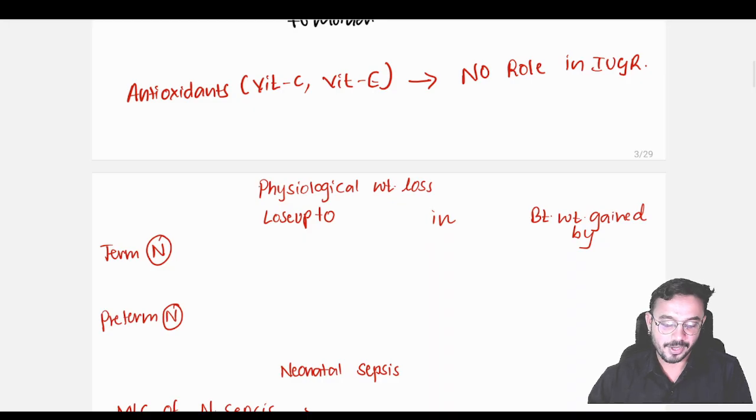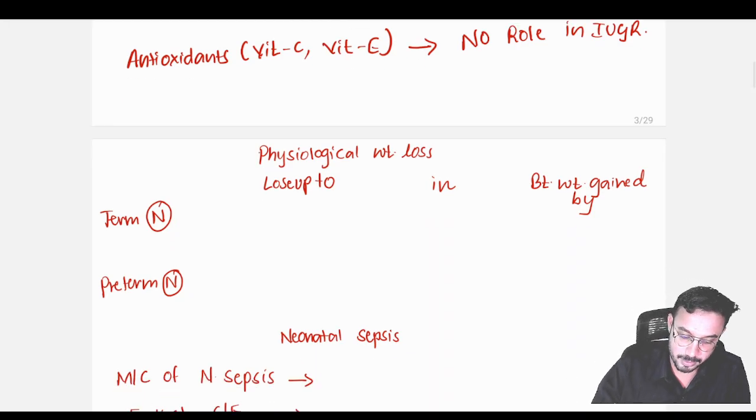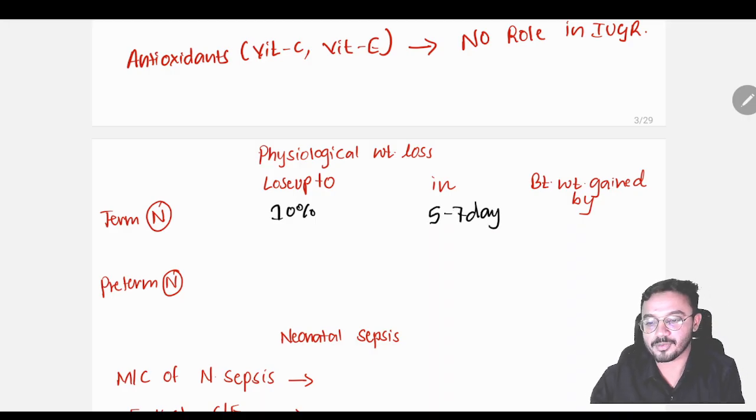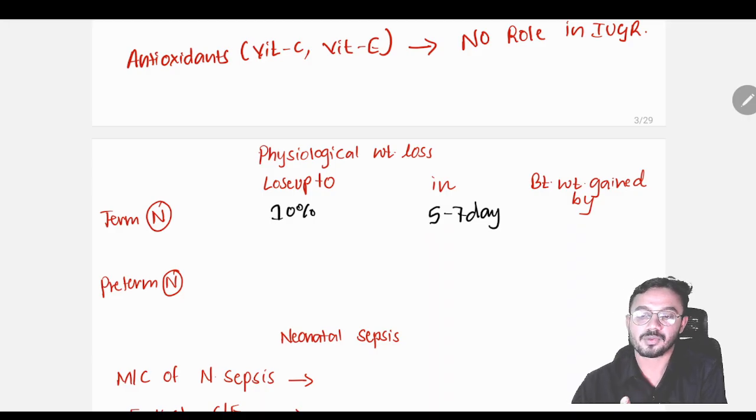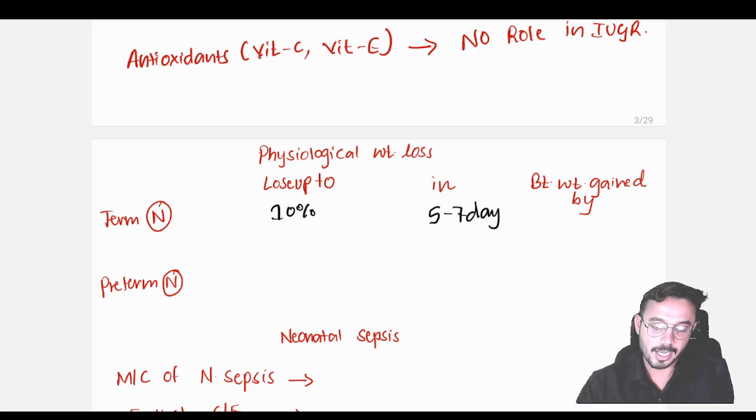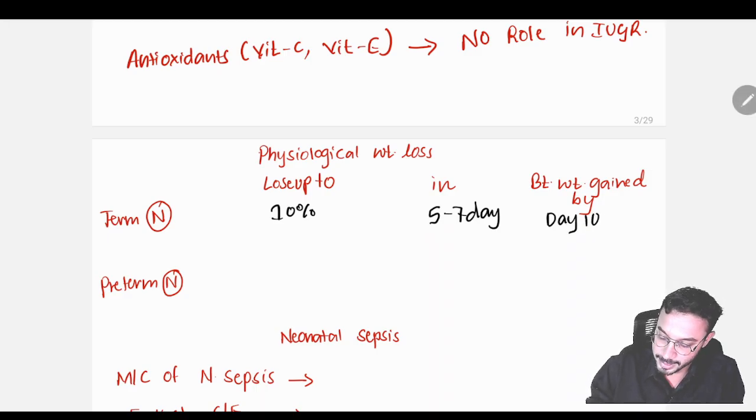And next, coming to the weight loss. We all know that term babies will lose 10% of their total weight by the 5th to 7th day of life. A mother has brought a child to the hospital and she is telling that my child has lost weight, and she is very tense about why it actually happened. It is a normal physiological process, tell that to the mother, and they will regain by day 10 of life, okay.